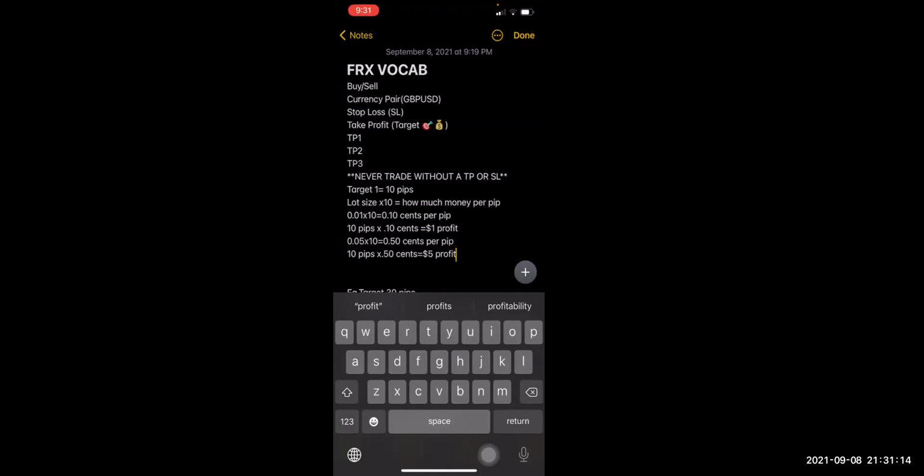What you want to do is calculate how much money you would make per pip in the market. So your lot size times 10 is always going to give you how much money you're going to make per pip inside of the market. Always remember that. Now, let's say you want to find out how much profit you're going to make based on the amount of pips you're going for. Just like we said, target 1 is 10 pips. So if your take profit 1 is 10 pips, you already know that you're going to make 10 cents every time the market moves. So you would make $1 profit in 10 pips on a 0.01.